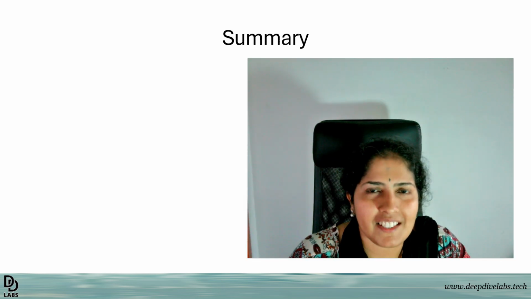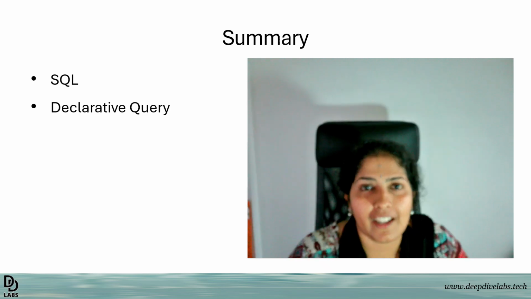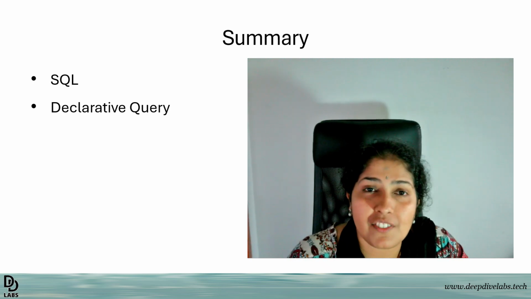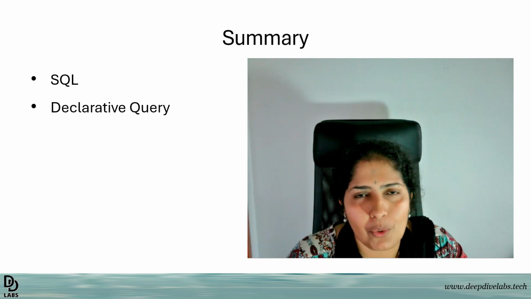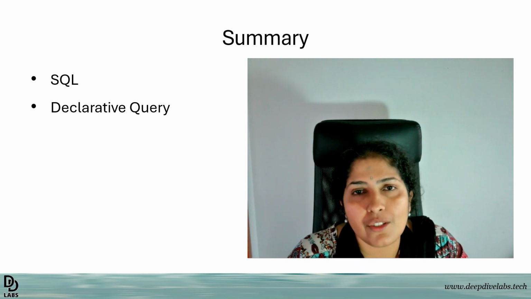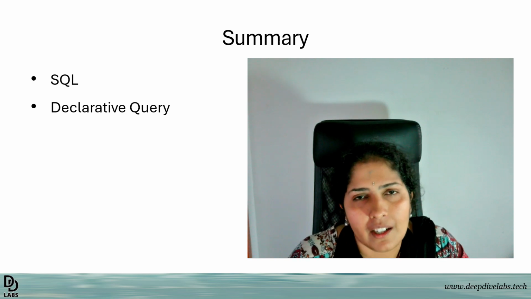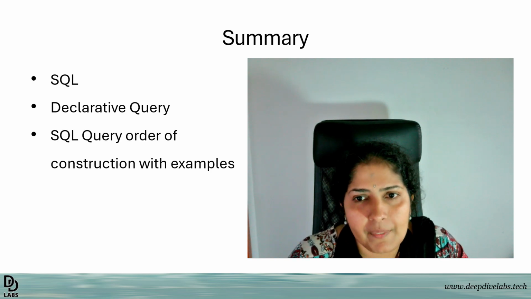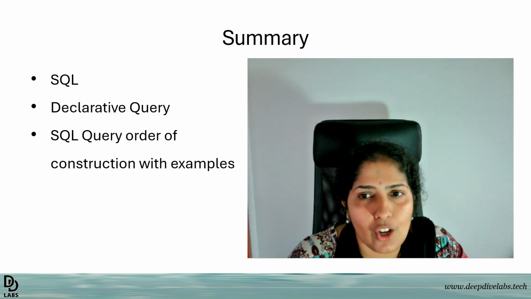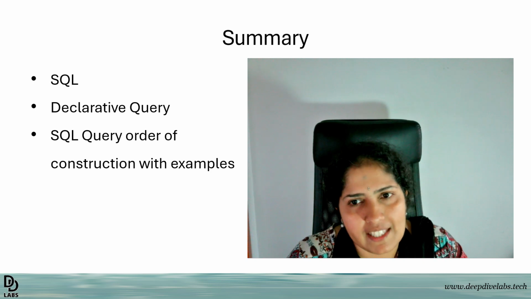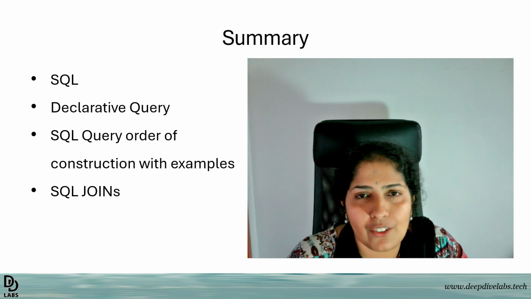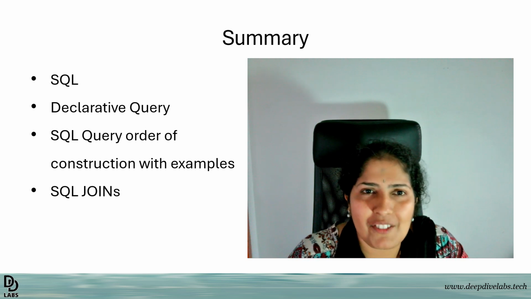To summarize, in this module we looked at structured query language and understood some of the positives and negatives of a declarative query language. SQL is a declarative query language, mostly used to retrieve data from databases. We also looked at the query order of construction with some examples, and finally we took a look at SQL joins. I will see you in the next module.